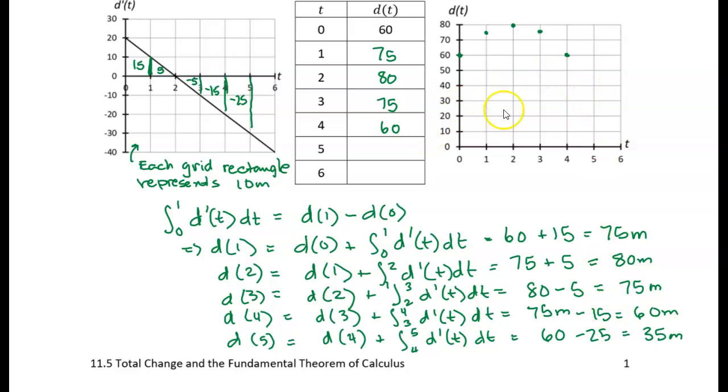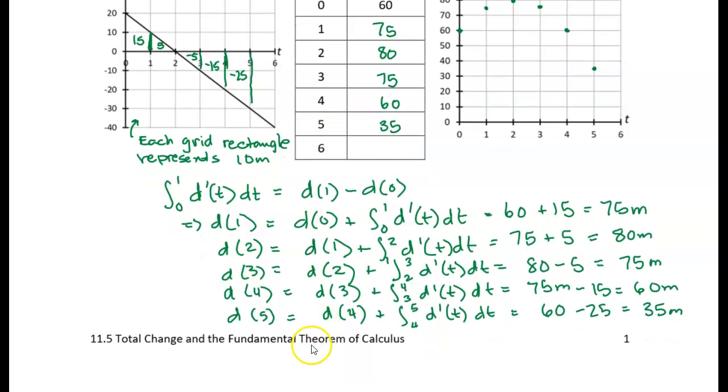Okay, so at 5, I'm going to plot that point and record that displacement in the table. All right, looks like I got one more here. I'll just write it down here. We need to find the displacement after 6 seconds. All right, so I'm going to take my displacement at 5 seconds and add the integral from 5 to 6, which is the area under the velocity curve.